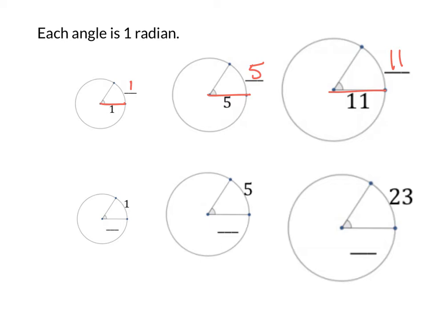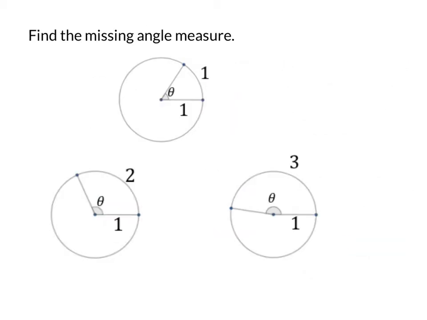And it works in both directions too, that if I know that the arc length is 1 with an angle measure of 1 radian, then the radius has to be 1. If that arc length is 5, then the radius is 5. And if that arc length is 23, then the radius is 23.